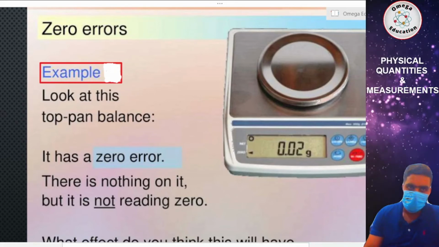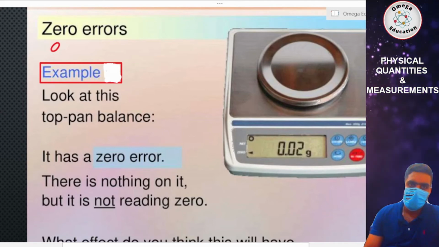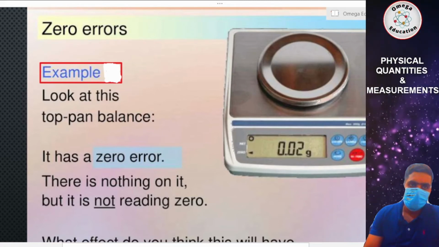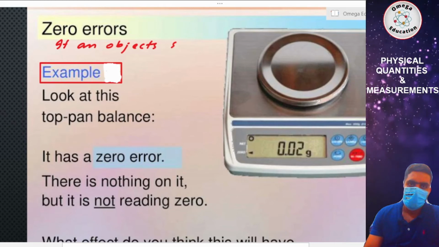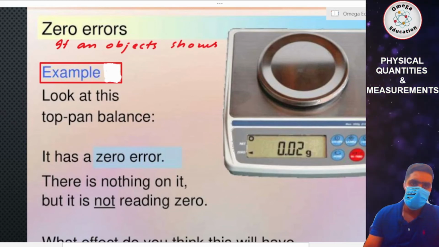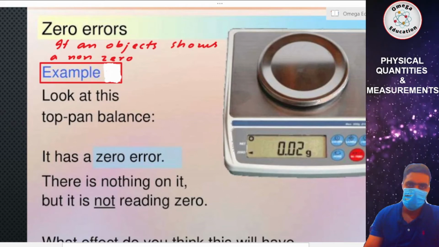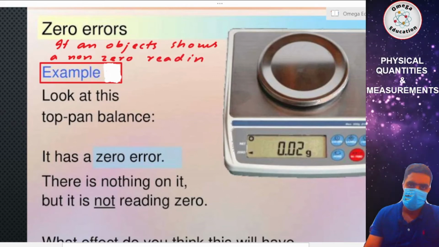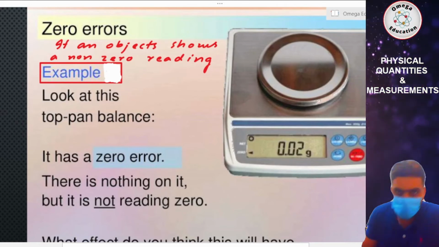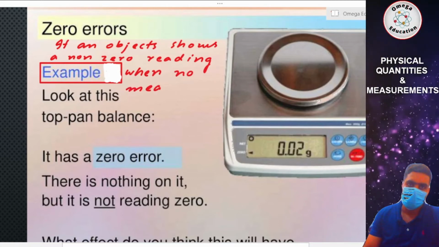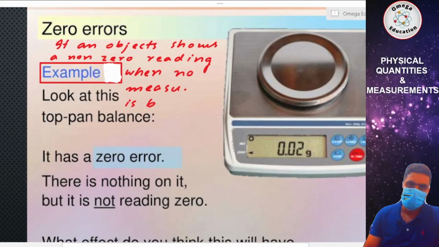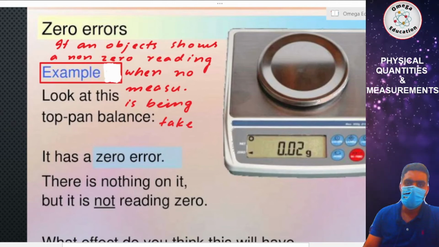So in simple words, zero error, we define it as: if an object shows a reading, shows a non-zero reading, when no measurement is being taken. So this is how we define zero error for all the instruments.